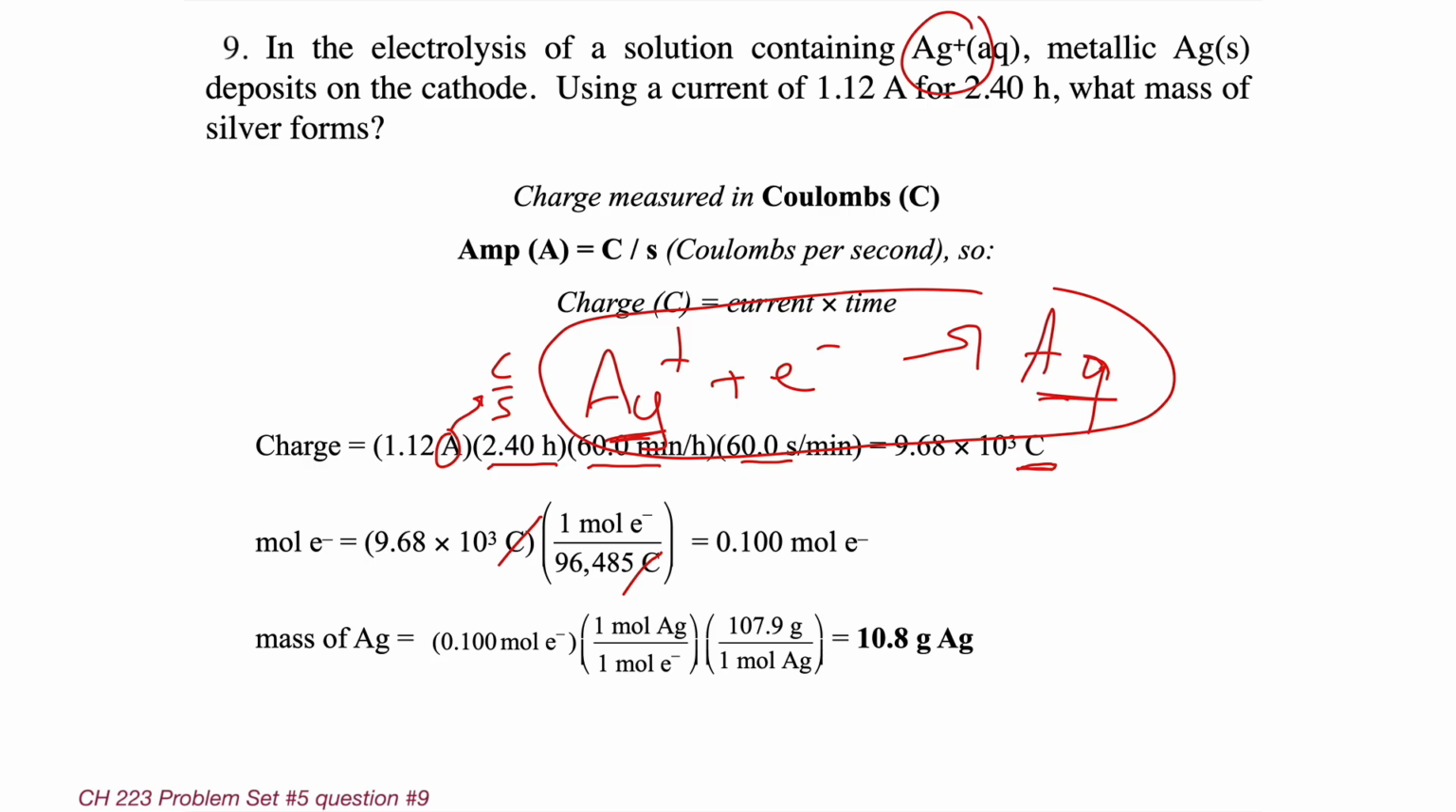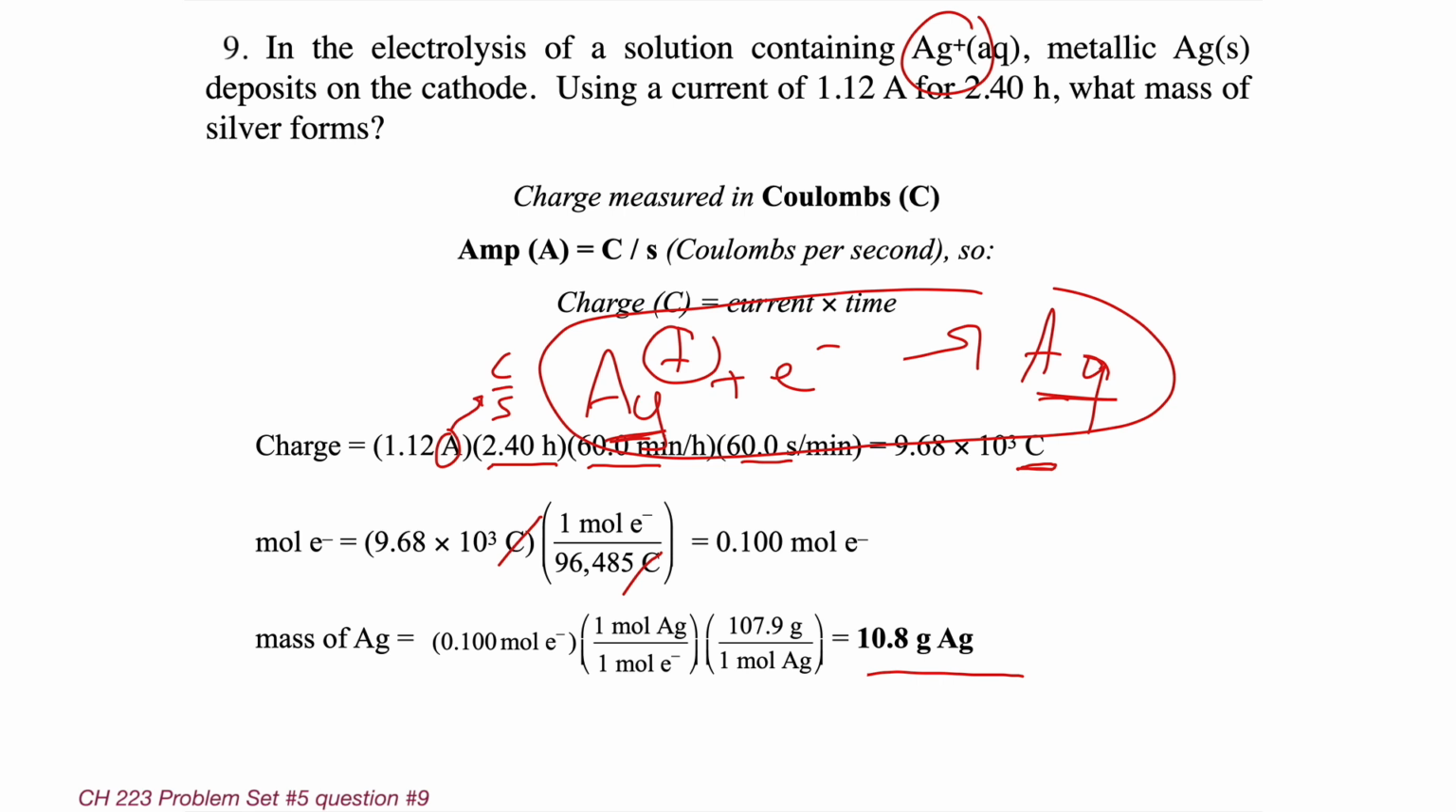You can also use the charge on the ion to figure out that ratio, which is pretty cool. But anyway, once you have moles of silver, multiplied by the molar mass of silver, 107.9 to 3 sig figs, 10.8 grams of silver have been made. And that's all there is to it.